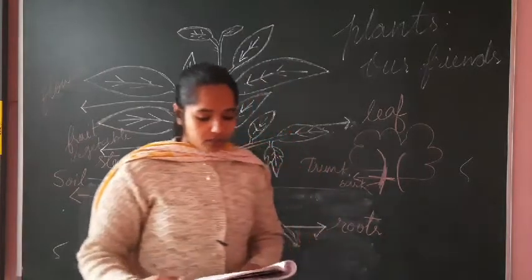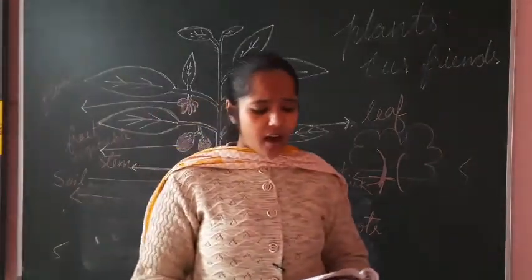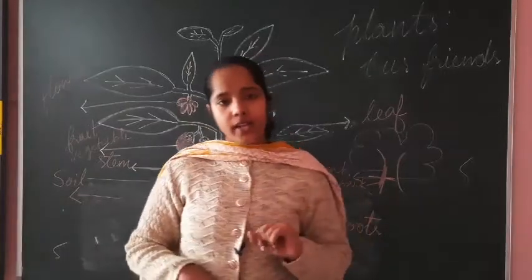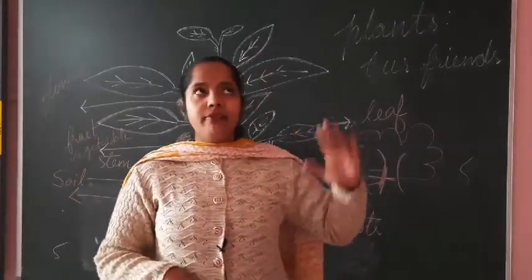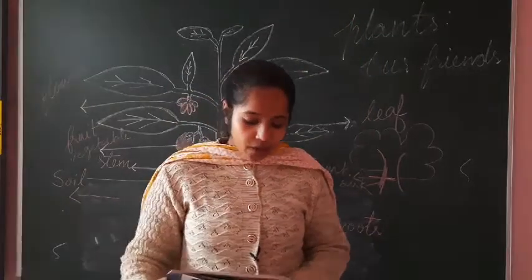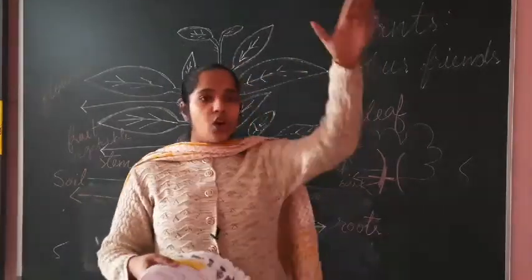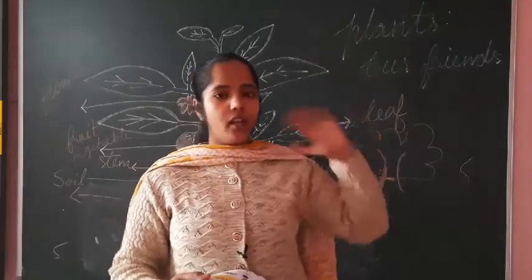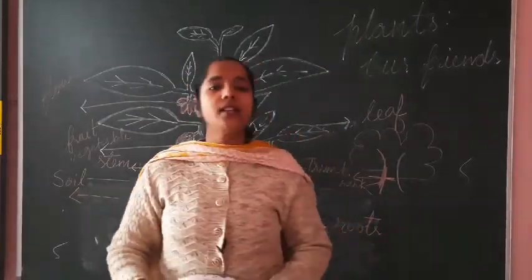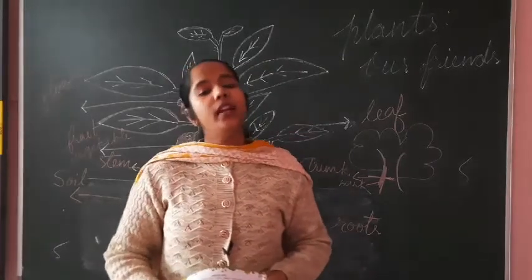Now some examples of trees are neem, mango, coconut, banyan. Have you seen those trees? Banyan tree is a very long tree. Have you seen that? And coconut tree is also very long. The height is very great, and mango tree is also. So those are some examples of trees.